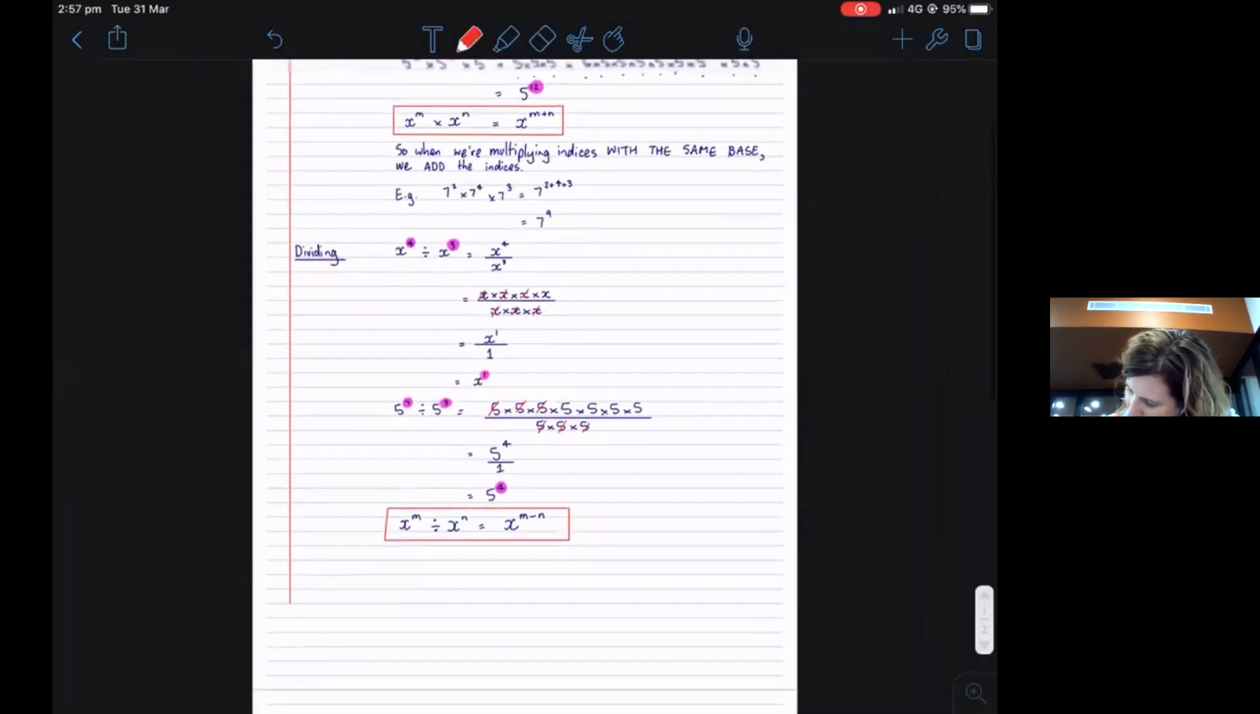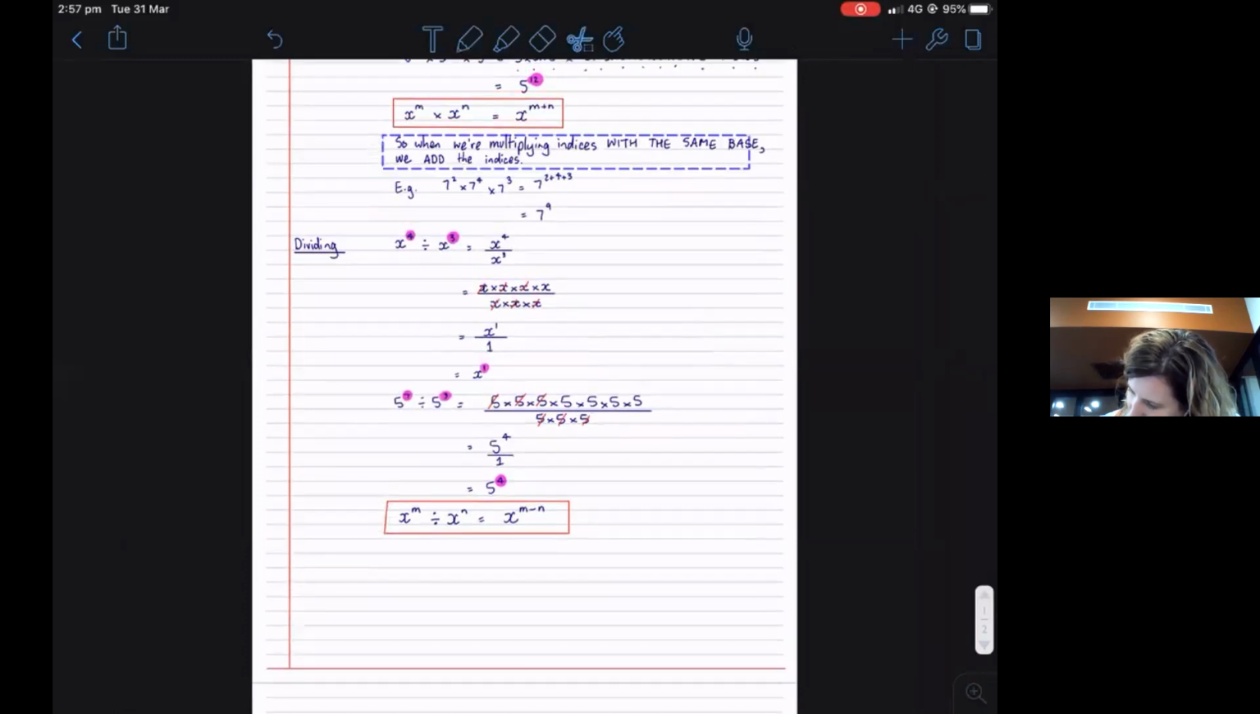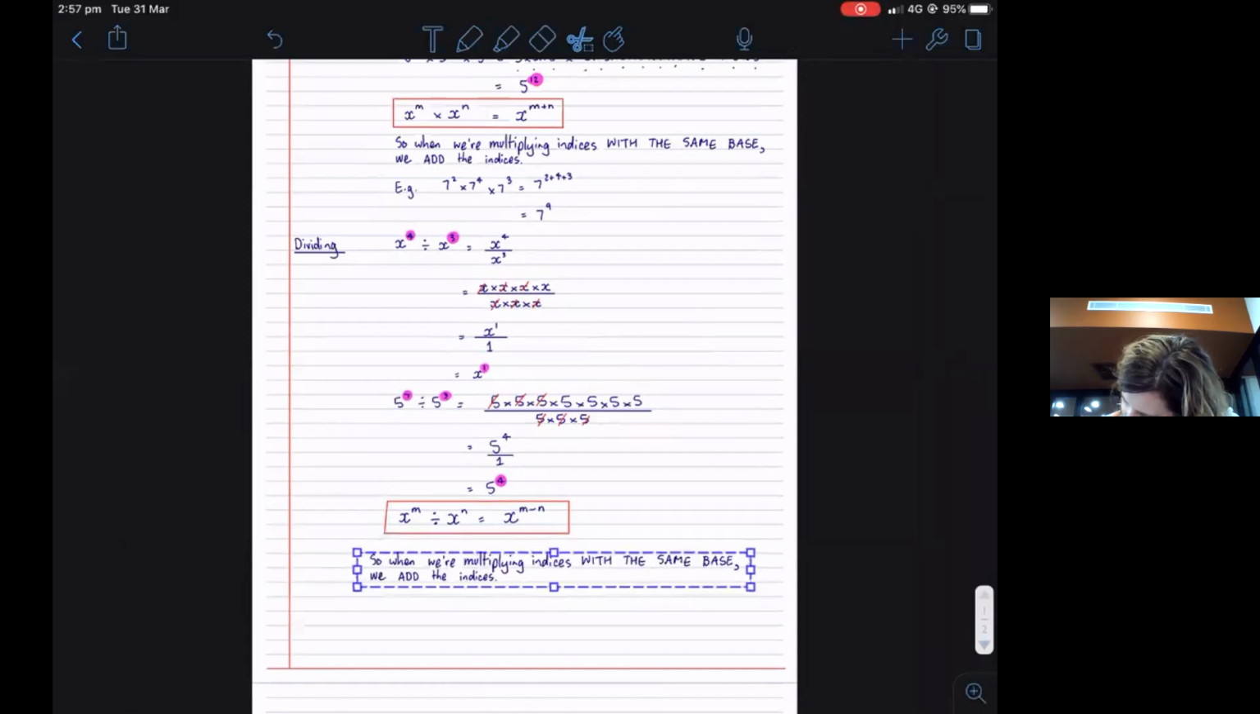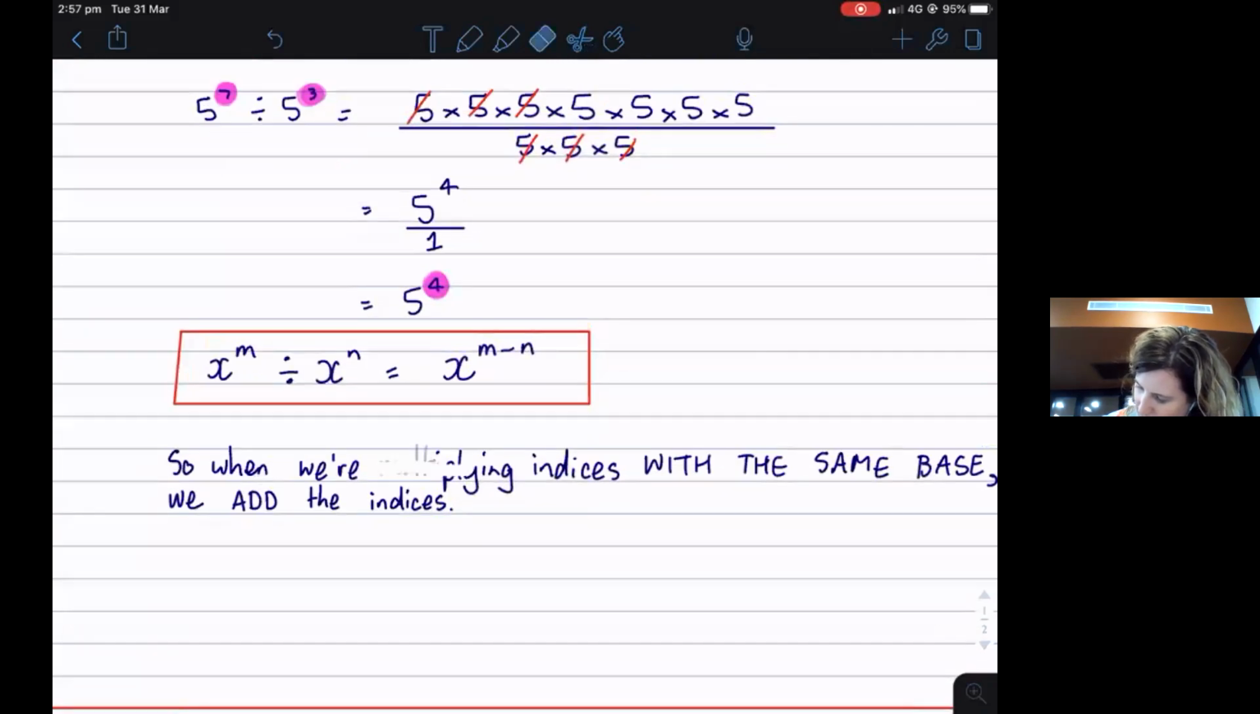We're going to give it the same kind of explanation. Gosh, I'd better finish soon. I'm almost out of my page. This time though, we're not multiplying, we're dividing. And we subtract the indices.